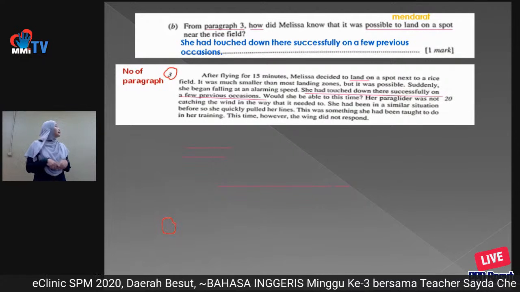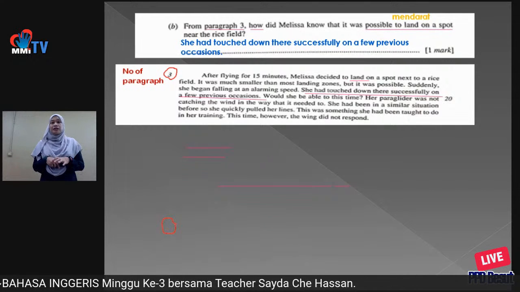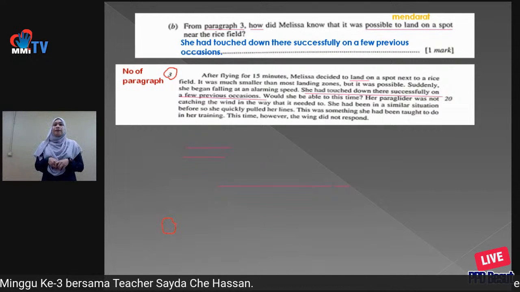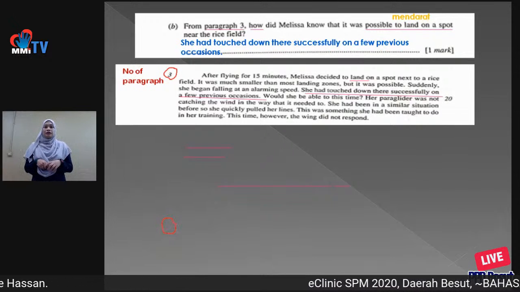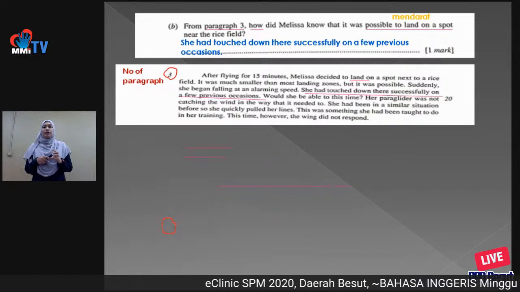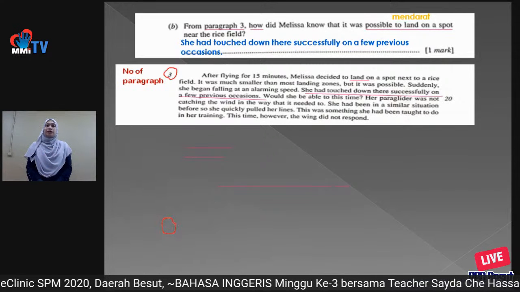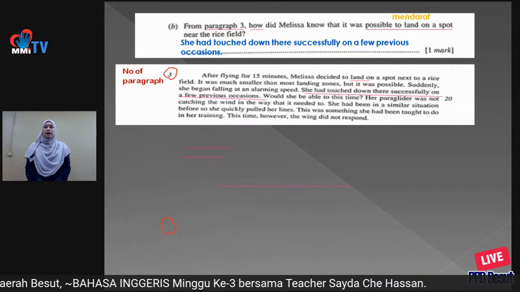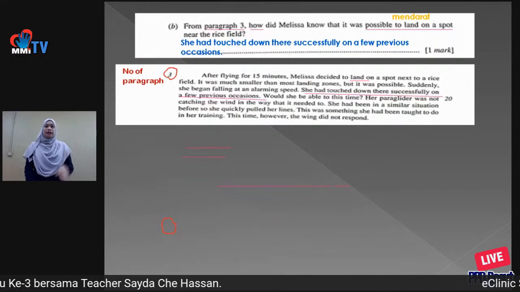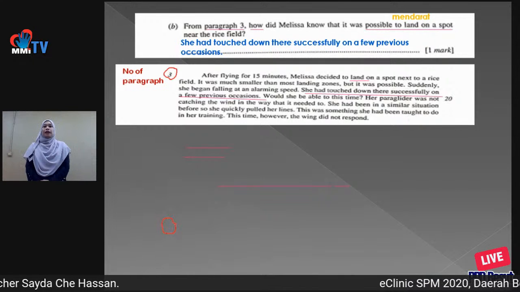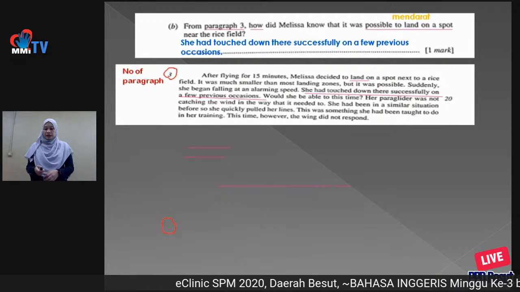Okay, let's read the next sentence in the passage. Would she be able to this time? Her paraglider was not catching the wind in the way that it needed to. She had been in a similar situation before, so she quickly pulled her lines. This was something she had been taught to do in her training. This time, however, the wing did not respond. So the rest of the sentence pun memang tak ada bagi pun. Okay? Apa ni? The other reason why she wants to land them.